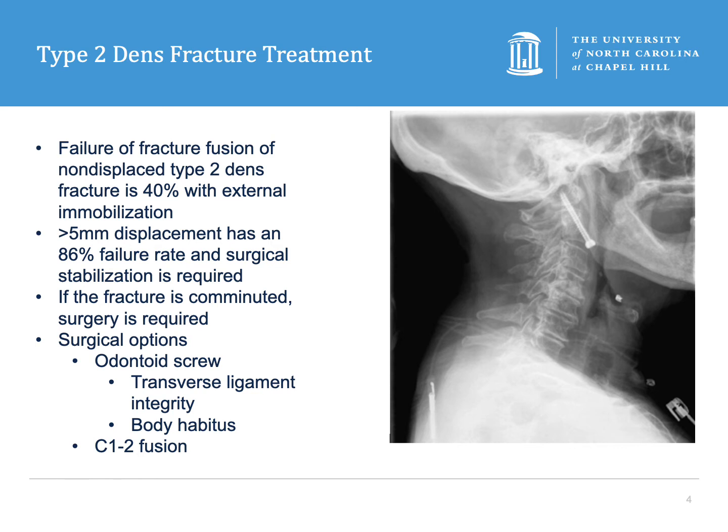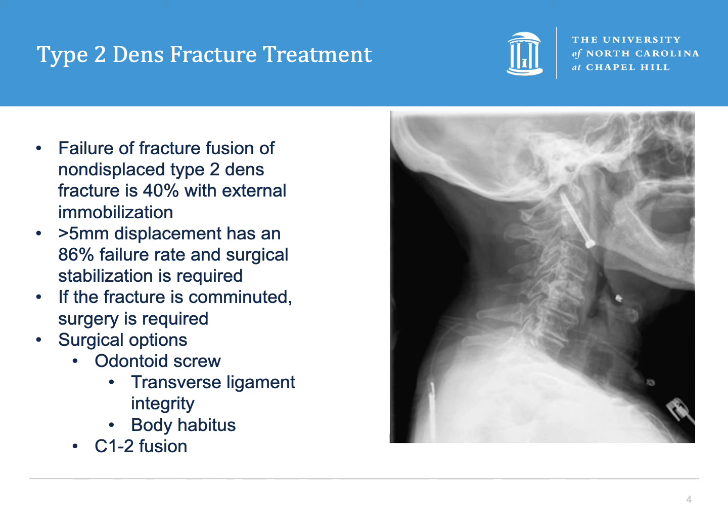Children, however, especially those less than 7 years old, heal quite well with external immobilization of this fracture. That being said, children don't get this fracture very often. So like I said before, you're going to see this fracture in elderly adults. Surgical options for this fracture include odontoid screw and a C1 to 2 fusion.